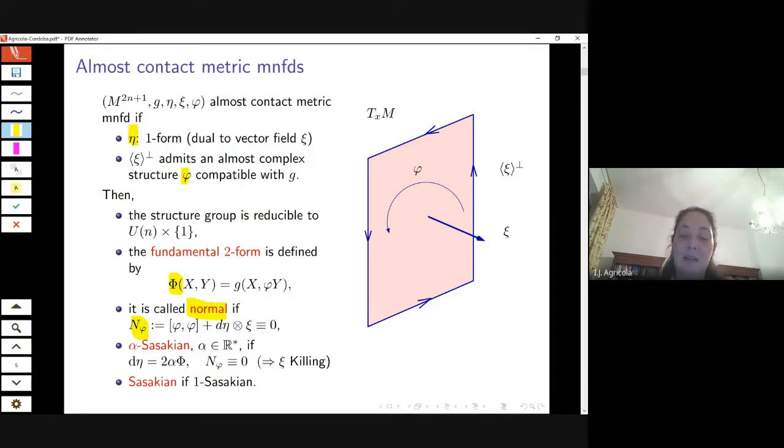Alpha Sasaki is now a condition linking basically the two forms one has, namely on one side the differential of eta, and on the other side the fundamental 2-form. So in the alpha Sasaki case, I require that these two are proportional, and furthermore that the structure is normal, so as integrable as possible. In fact, if I assume these two conditions, then the Reeb vector field is automatically a Killing vector field, and the Sasaki manifold is just realized by the case that the constant alpha is equal to 1.